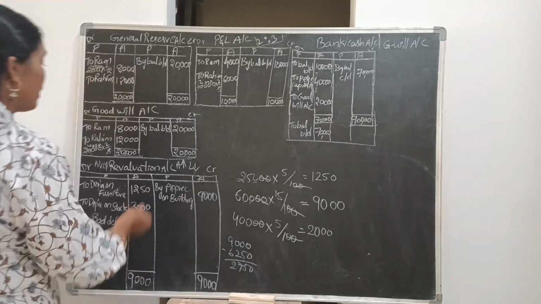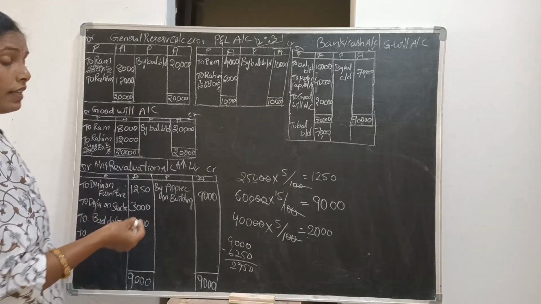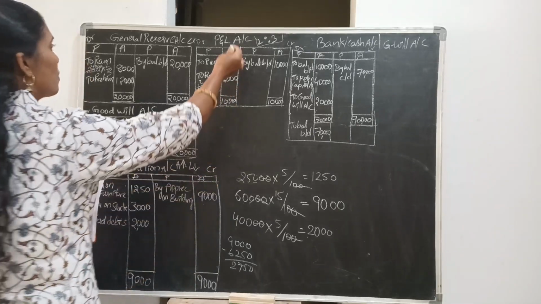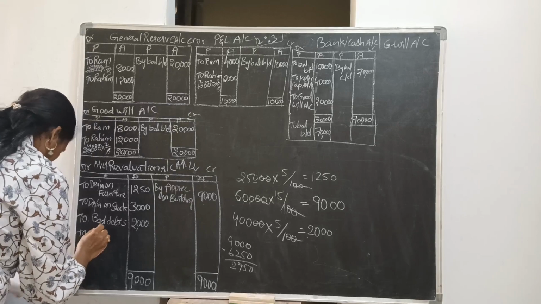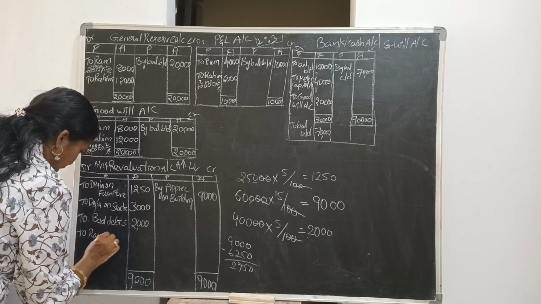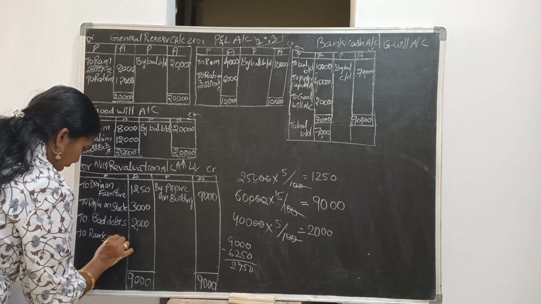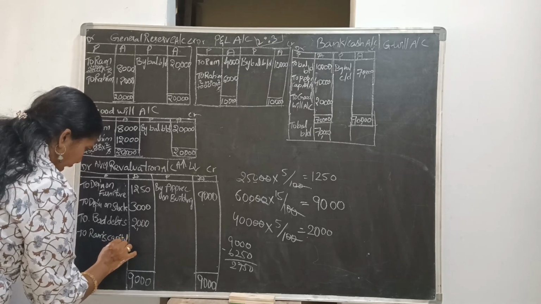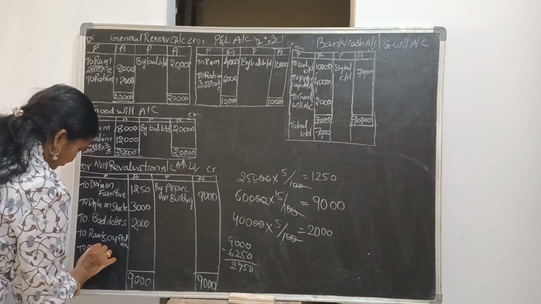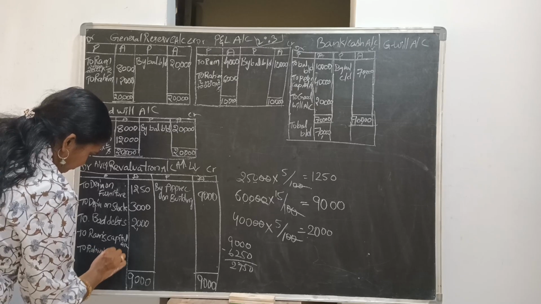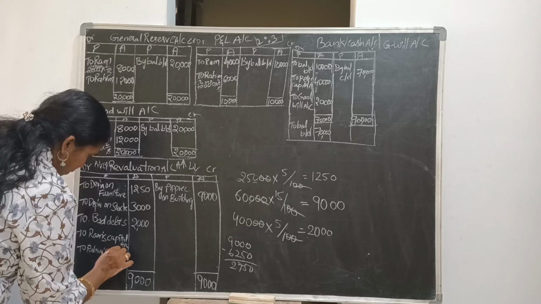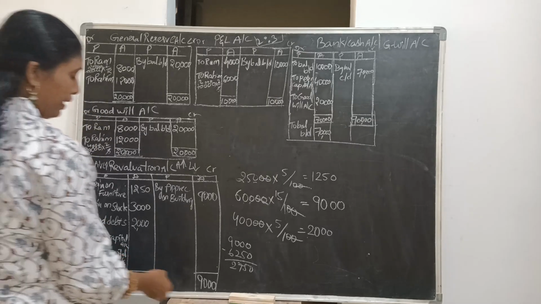2,750 is the revaluation profit, which we need to distribute among old partners in the old ratio, which is 2:3. So the old partners are Ram and Rahim. So Ram's capital account, Rahim's capital account.